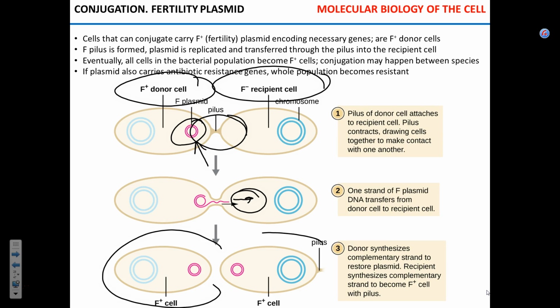Now you have two fertility positive cells. So what's going to happen if you introduce a microbe with a fertility positive plasmid in the population? You're going to have a spread of that plasmid through the entire population, and if the plasmid carries antibiotic resistance, the entire population will be resistant.